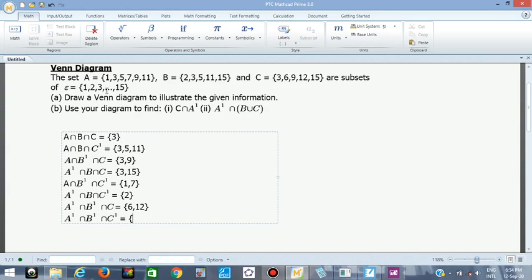1 is in A, no. 2 is in B, no. 3 is in A, no. Let's look at 4. 4 is not in any of the sets. So 4 will come out. 5 is in A, 6 is in C, 7 is here. 8 is not in any of the sets, you bring 8 out. 9 is there. 10 is not in any of the sets, you bring it out. Then 11 is there. 12 is there. 13 is not in any of the sets, you bring 13 out. Then 14 is not in any of the sets, you bring 14 out. So this set of numbers, they are not present in any of the sets.